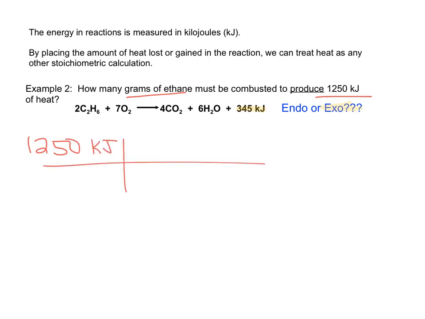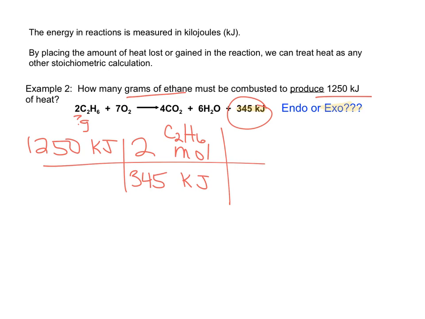And that means same process, we're going to cancel out our kilojoules and we can get it to moles. This is our mole ratio. I know that I have 345 kilojoules of energy, and we're trying to find grams of ethane for every 2 moles of ethane.